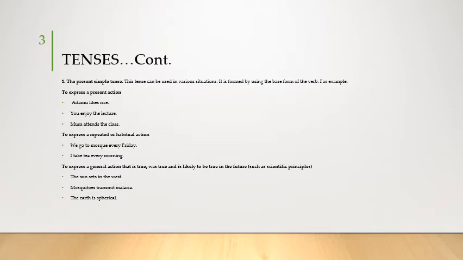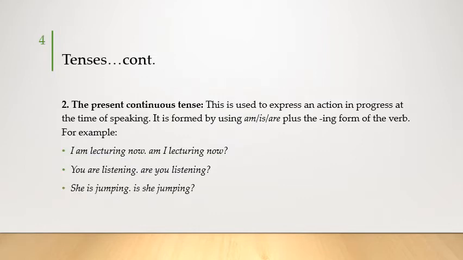Present simple tense could also be used to express a general action that is true, or that was true, or that is likely to be true in the future, such as scientific principles. If you say the sun sets in the west, this is present simple tense that expresses a general action that is true. The sun sets in the west. Mosquitoes transmit malaria. The earth is spherical. All these are examples of simple present tense that express something that is true.